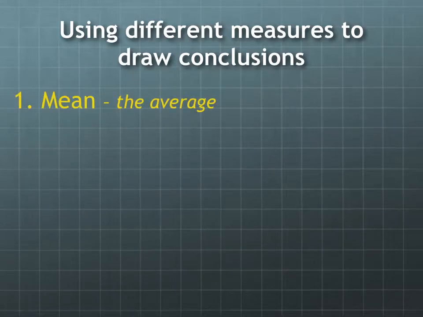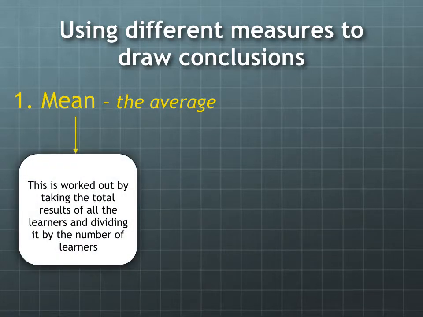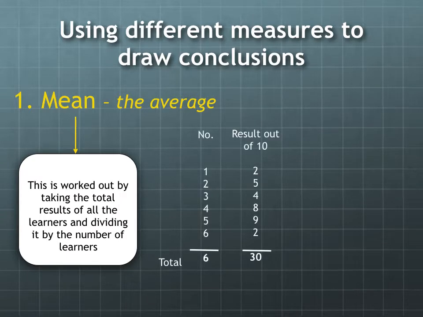Well, the first is probably the most commonly known or used when we're analyzing data, and that is the mean. And the mean is the average. It's worked out by taking the total results of all the learners and dividing it by the number of learners. So let's look at how to calculate the mean. The set of data that we've got here is 6 learners, numbered 1 to 6, and each of them has a result out of 10.